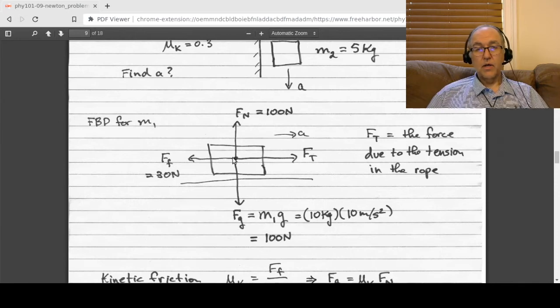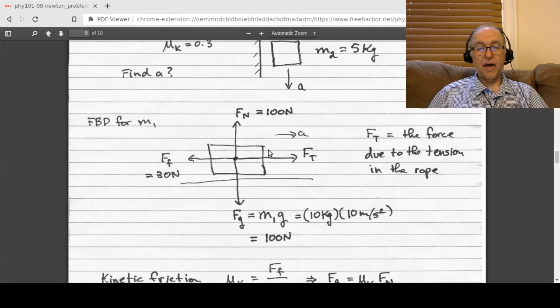And so over here, I've got another force. This is the force that's going to win out in the end and pull the box towards the pulley, and that's Ft, and we don't know how big Ft is. So Ft is the force due to the tension in the rope or string.